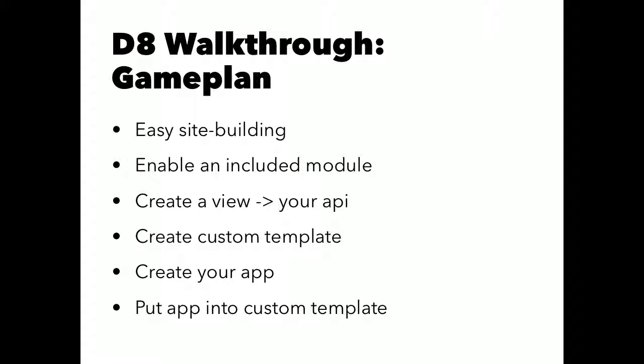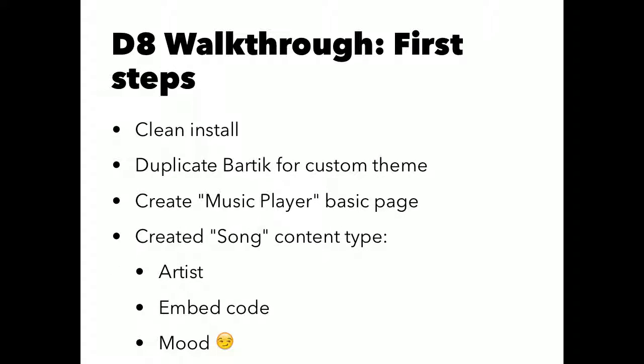So just a general overview of the D8 walkthrough. We're going to be doing some pretty easy site building. Enable and include a module. We're going to create a view, which will end up being your API. Sounds complicated, but it's super simple. You're going to create a custom template, create an app, and then we're going to put that app into the custom template. So that's the general game plan. Again, we're going to be using Riot.js for this demo. It's React-like.